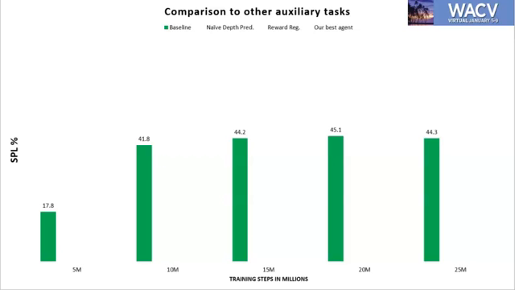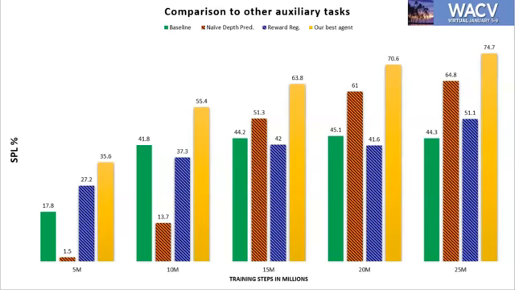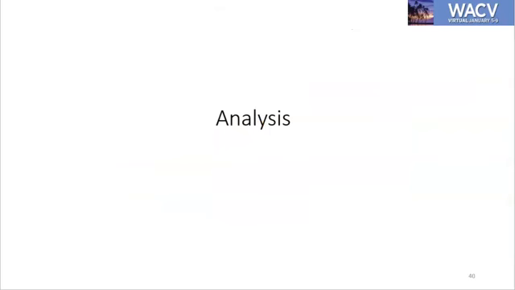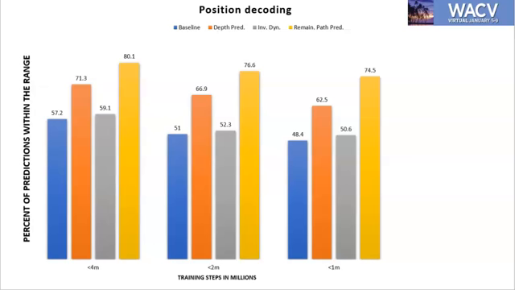Here we compare the baseline with two auxiliary tasks from previous works and contrast it with our best performing agent. Our auxiliary tasks seem to be more relevant than previous work for photorealistic environments. We analyze the behavioral effect of our auxiliary tasks on the agents. We find our agents collide less than the baseline throughout training, with depth prediction leading to the largest reduction.